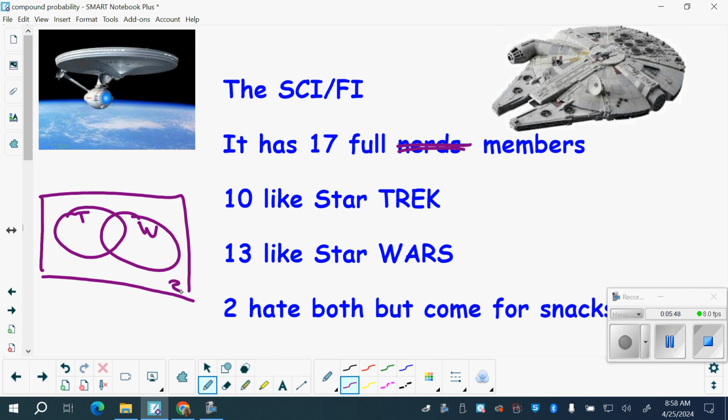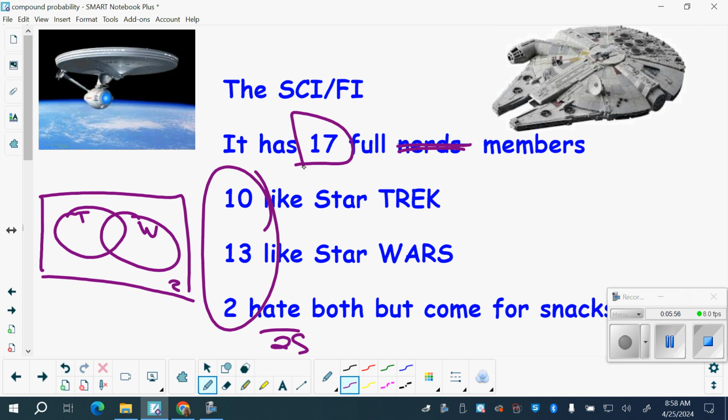So here's what I know. If I add these up, I get 25. But my club only has 17 members, which means I'm getting some people double counted. How many are double counted? 8. So my 8 is going to go right here. Now let's look at the Trek people. I need the total of the Trek people to be 10. I've already used up 8. How many are left to get me to 10? 2.